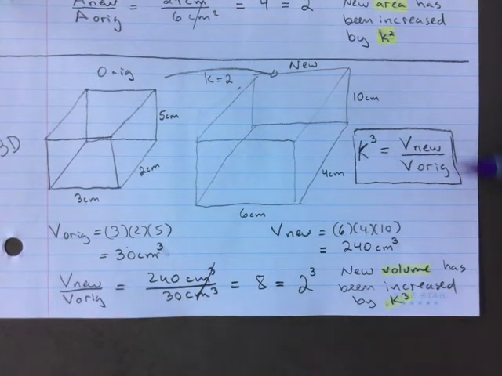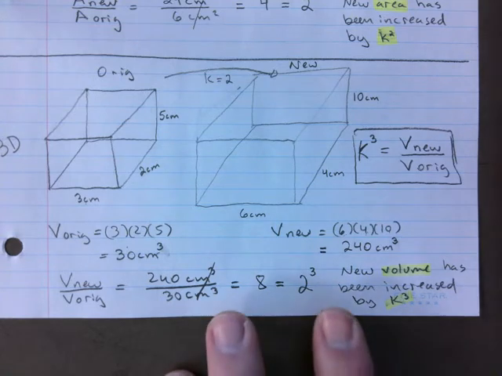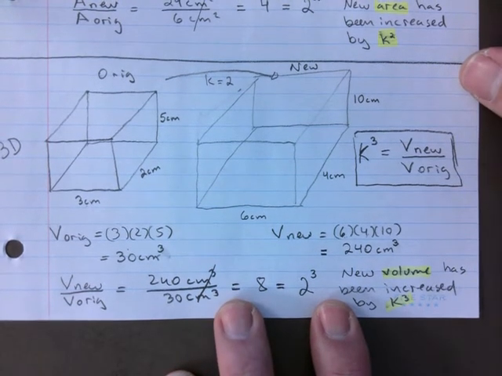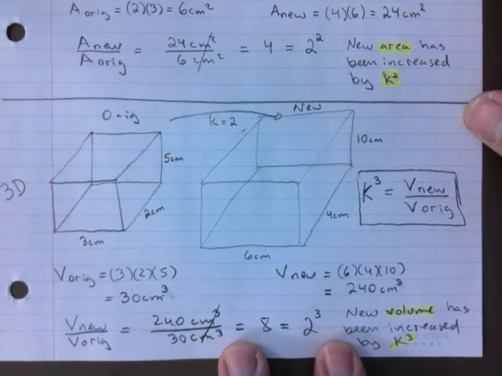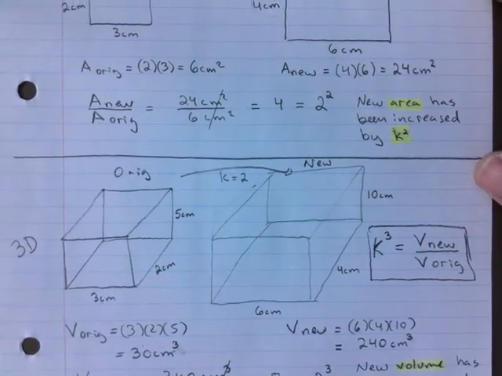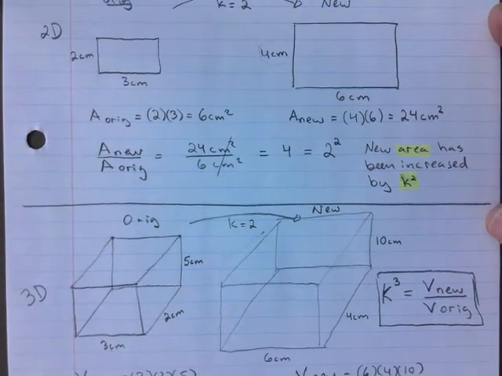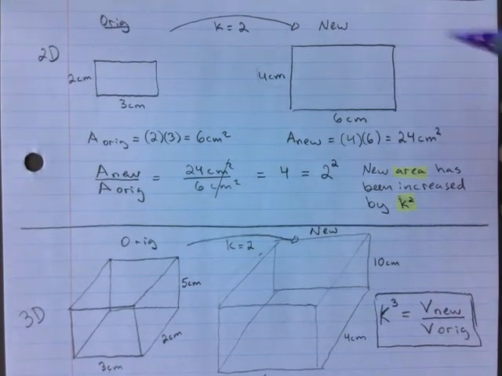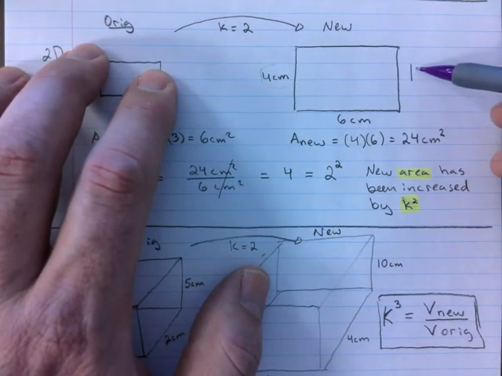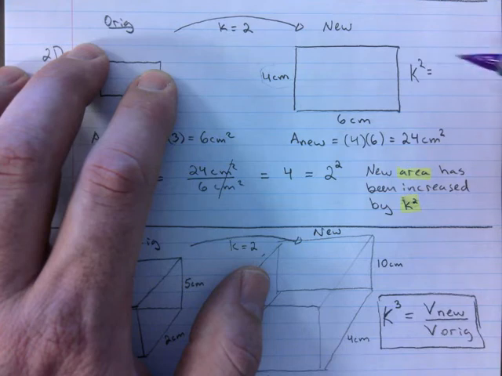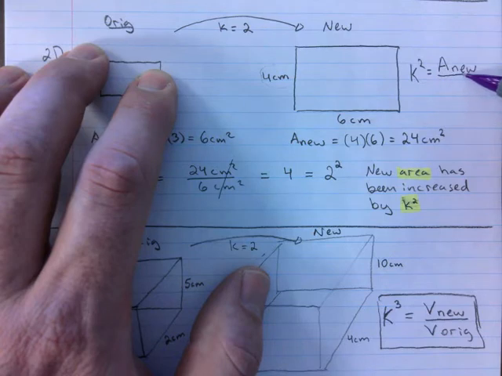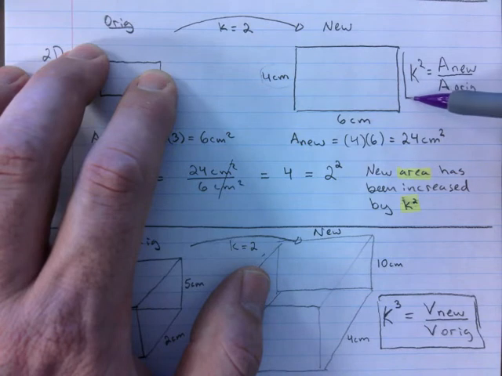Because we've just explored it. We know that this is true. We know that if we divide their volumes, it's really the scale factor to the power of 3. Then go up to the second section here. K squared is equal to area of new over area of original. And make sure you box that in as well.